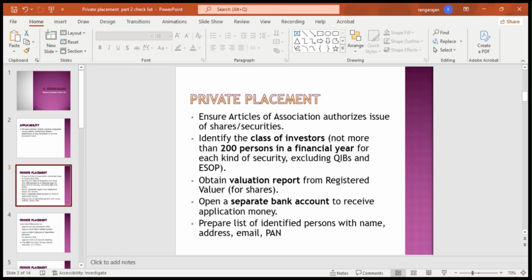Next step, open a separate bank account to receive the application money. Next, prepare a list of identified persons with name, address, email, PAN, everything.